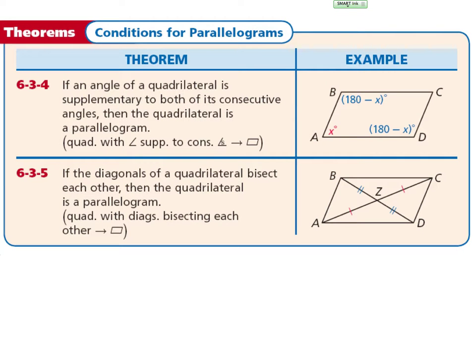On 6.3.4, this is the one about supplements. So if an angle is supplementary to both of its consecutive angles, then it's going to make a parallelogram. Again, this deals with the same side interior angles converse. So they didn't put numbers. You can put numbers if you want to.